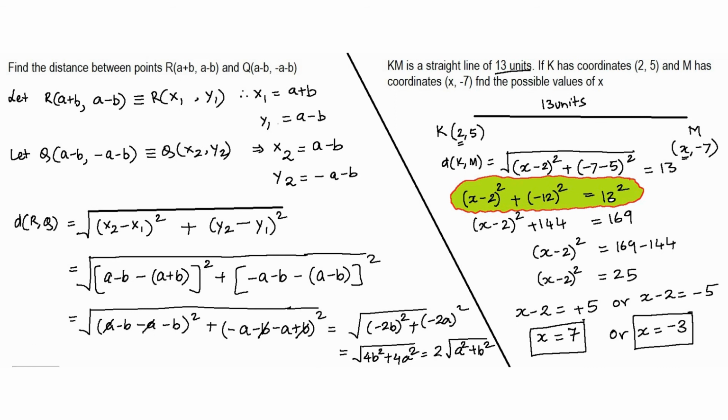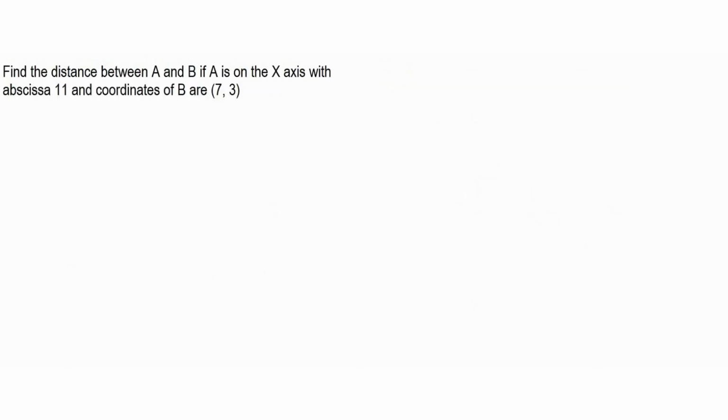Moving on to the next set. Let us take up the next question. Find the distance between A and B if A is on the x-axis with abscissa 11 and coordinates of B are 7, 3. So let's draw a diagram.